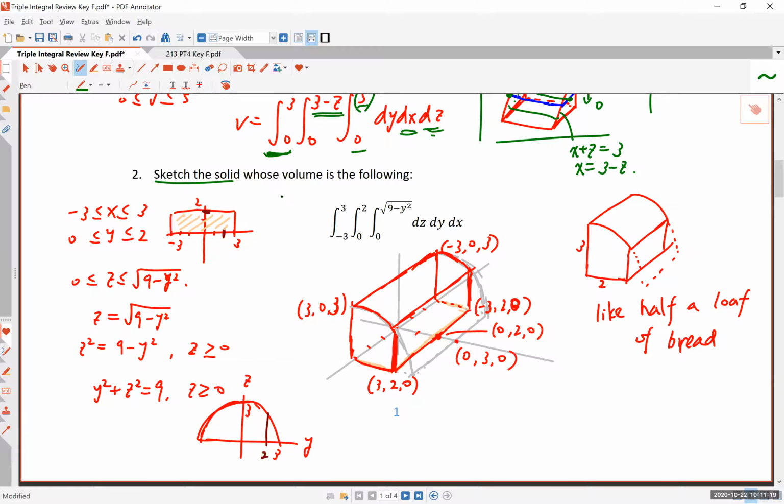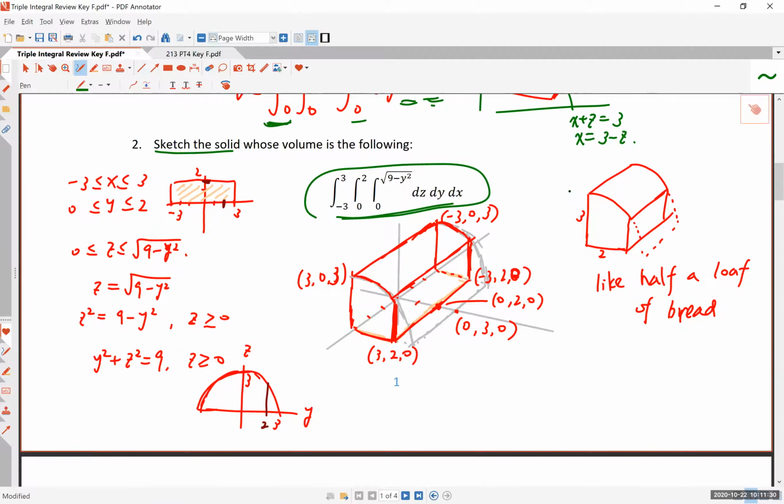Sketching the solid whose volume is the following, okay? So what I call a Jeopardy-type question. Here's the answer. What is the question? Okay, well, so think about this. The x goes from -3 to +3. So that's what I write first. And then y goes from 0 to 2. I write those things first.